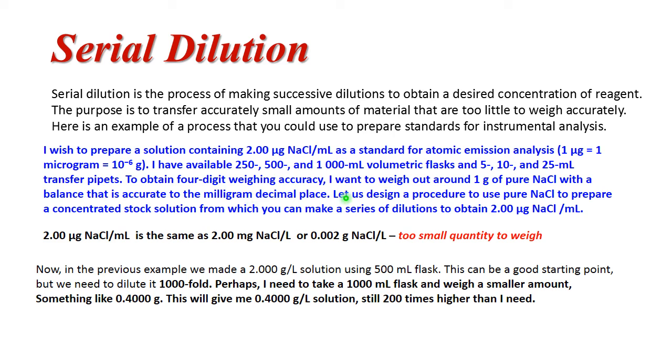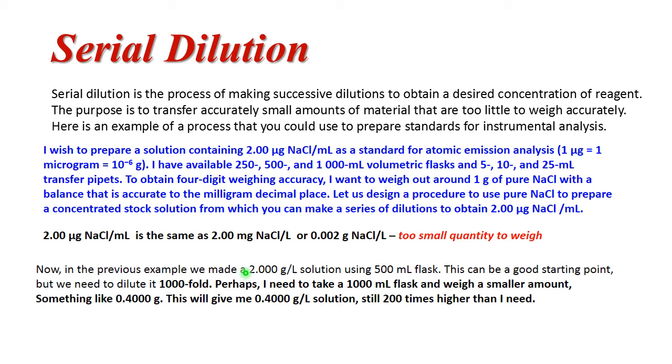0.1 milligram. Let's design a procedure to use pure sodium chloride to prepare a concentrated stock solution, from which we can make a series of dilutions to obtain 2 micrograms per ml. Now let's look. 2 micrograms per ml is the same as 2 milligrams per liter, or 0.002 grams per liter. Now this quantity is too small to weigh. I cannot weigh it precisely. There is no chance, no balances to do.